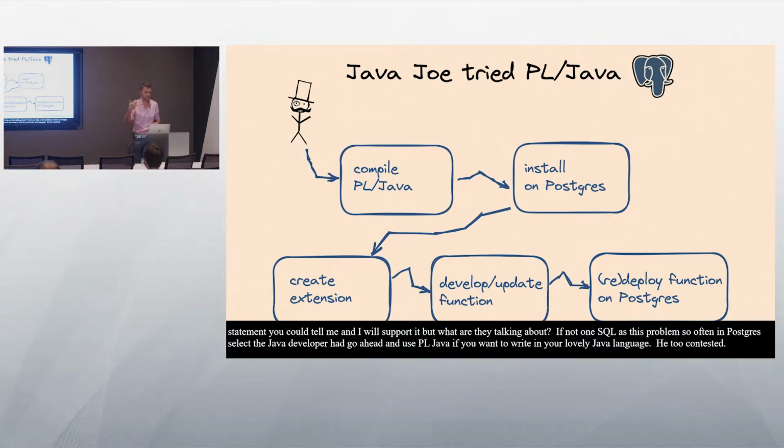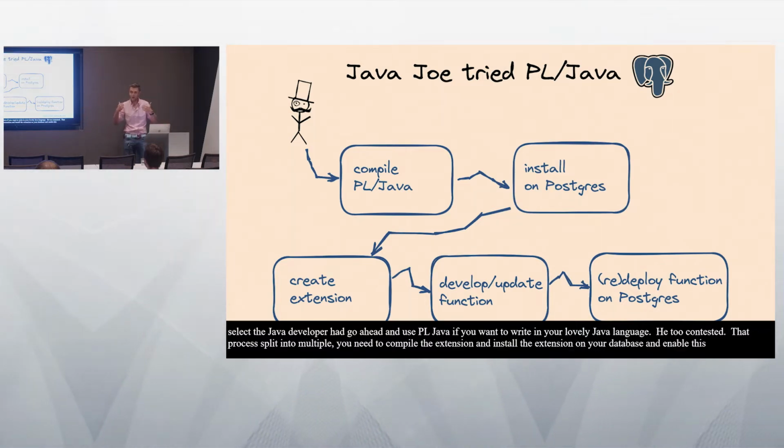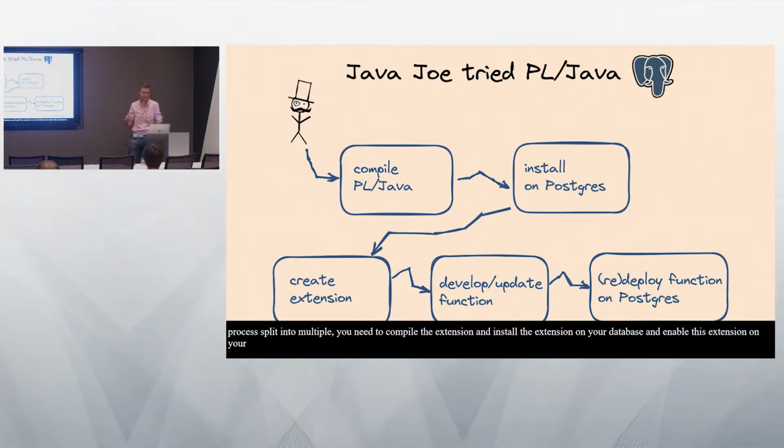First, you need to do what? You need to compile this extension. You need to install this extension on your database. Then you need to enable this extension on your database. And finally, this installation process is over. You are ready to build your code. You will build your code.